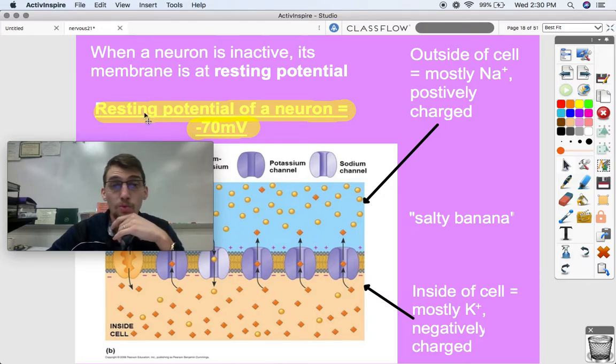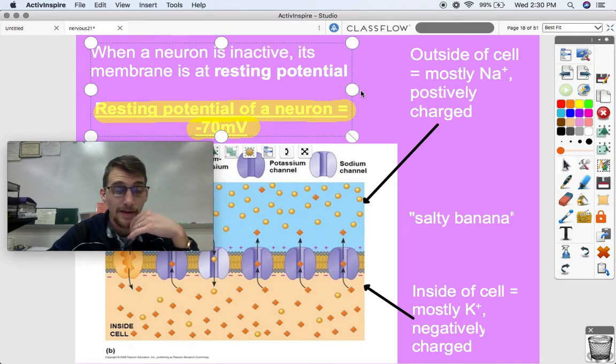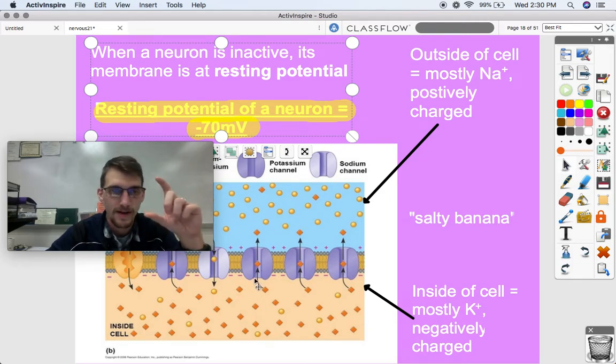Okay. Why we call it resting potential is because there's a certain level of electrical potential energy that the neuron likes to stay at, and that is negative 70 millivolts. Negative 70 millivolts is the charge difference between the outside and the inside of the membrane. Like a battery is 1.5 volts. You've seen 9-volt batteries before. We're looking at the electrical potential difference of negative 70 millivolts.